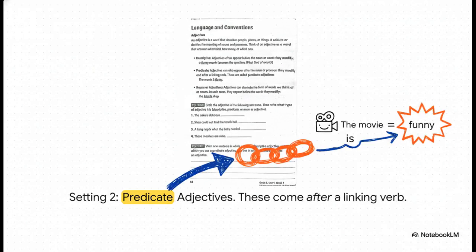All right, setting number 2 is what we call the predicate adjective. This one's a little different. It comes after the noun, and it's connected by what's called a linking verb, words like is, was, or seems. So instead of saying a funny movie, you say the movie is funny. The meaning is the same, but the structure, the rhythm of the sentence changes.